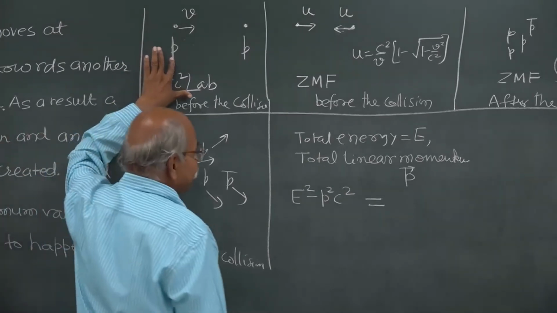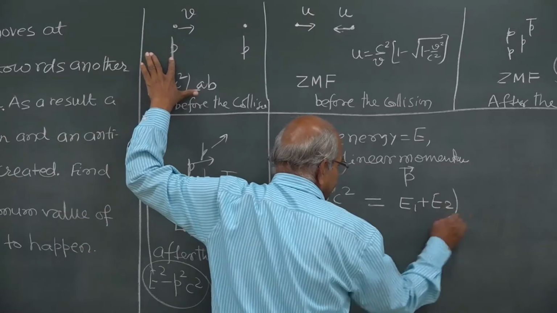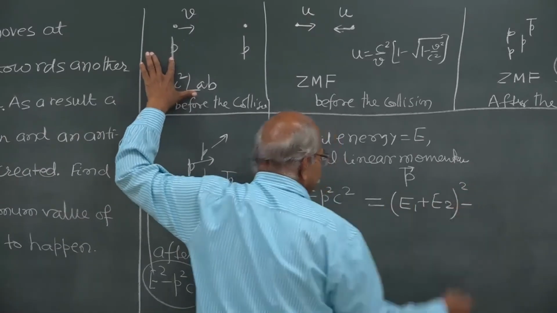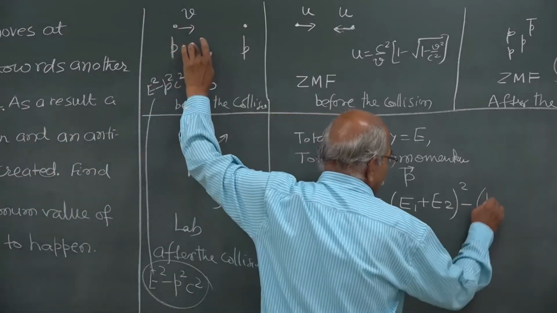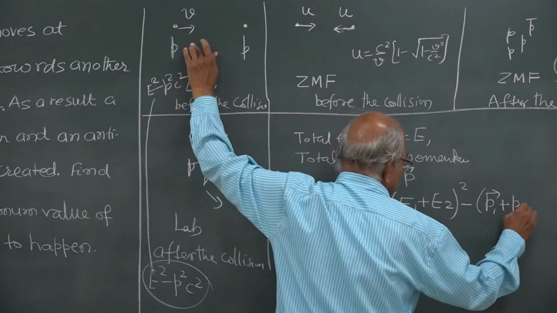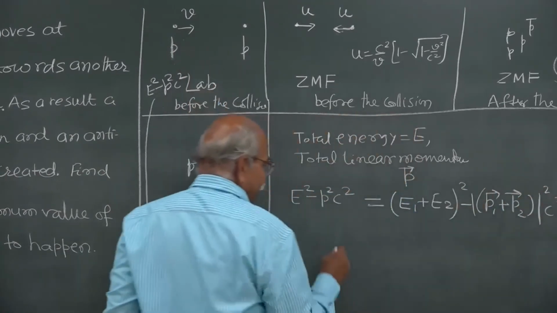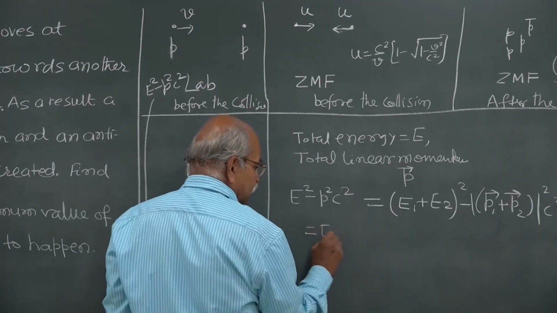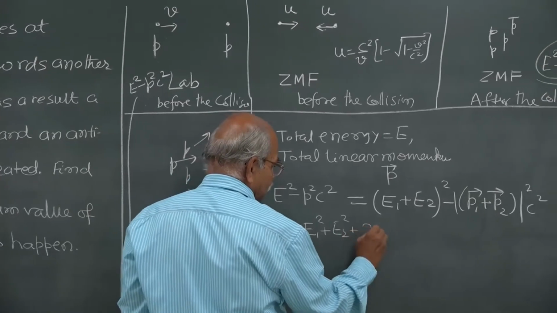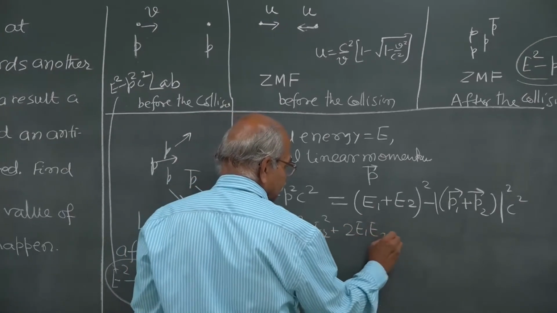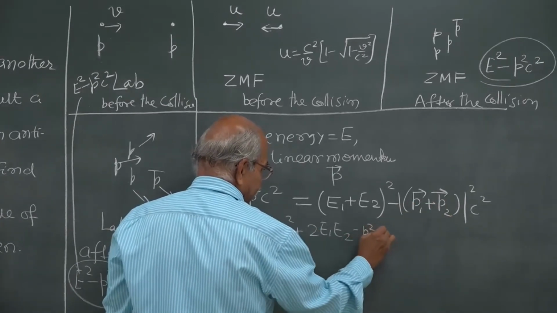So, what is E? Now you have two particles. So, you have E1 plus E2 square and minus P. P is again a combination of these two, P1 plus P2. Here P2 is 0, this is square C square, that is the quantity. So, this will be E1 square plus E2 square and plus 2 E1 E2, and then minus this, P2 is 0. So, P1 square C square.